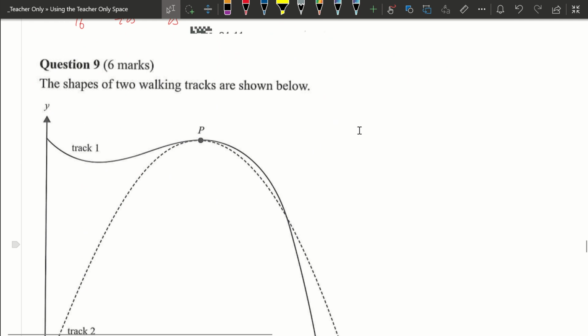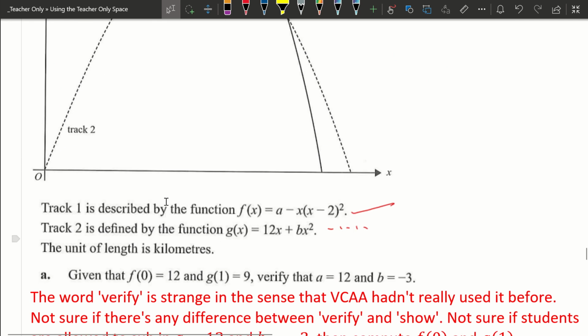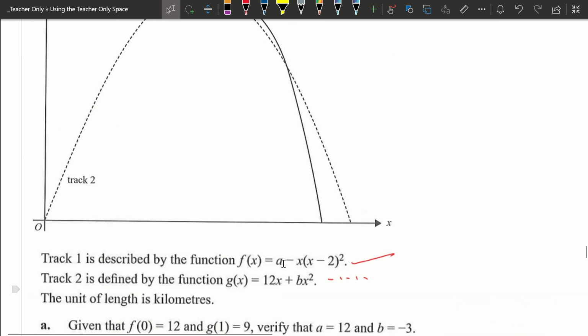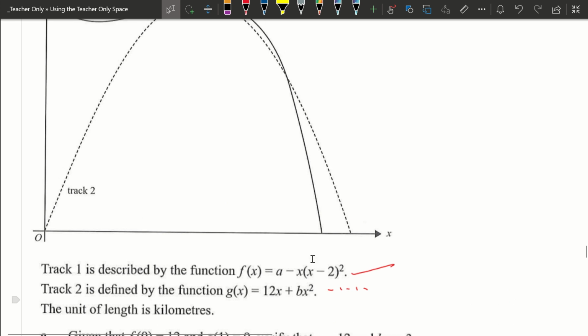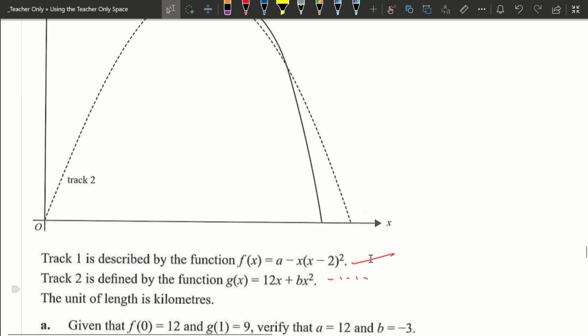Okay, question 9. You have 2 walking tracks like this. The first one is f. There's an a value in it, which is unknown to us. Minus x, bracket x minus 2 all squared. If you look closely, this is a cubic because x times x squared, so you can tell it's the solid curve. That's what I've done here. I'm telling myself it's a solid curve.